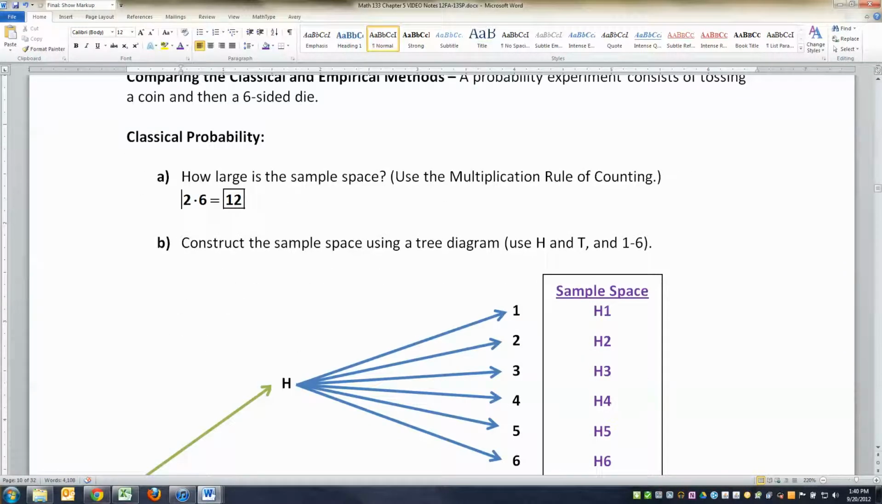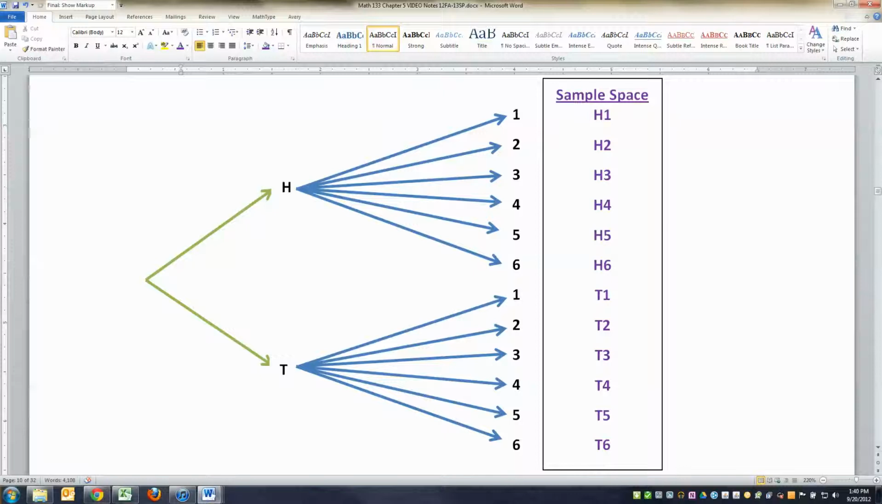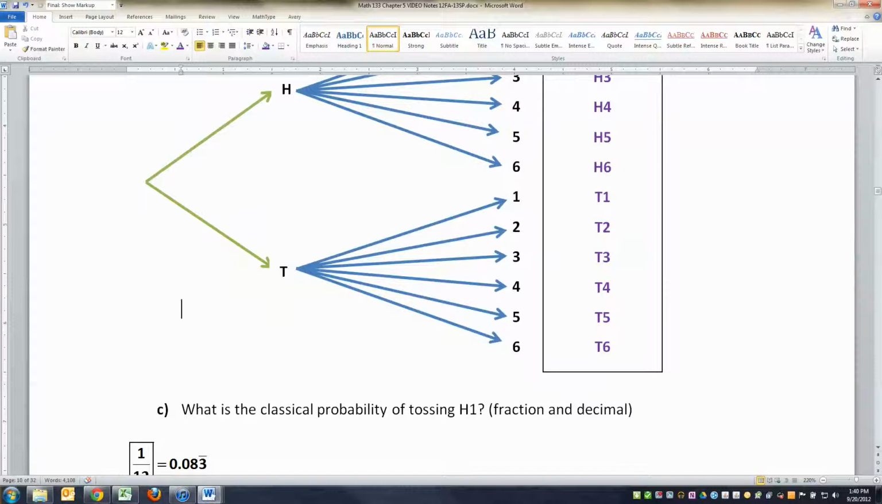Now construct a sample space. Realize you're going to have 12 items in the sample space, right? Use H and T and 1 through 6. And there it is. You could have rolled heads and then a 1, heads and then a 2, heads and then a 3, and so on. Tails 1, tails 2, tails 3, and so on. So there's the sample space over here. It's got 12 outcomes in it, just like we said.